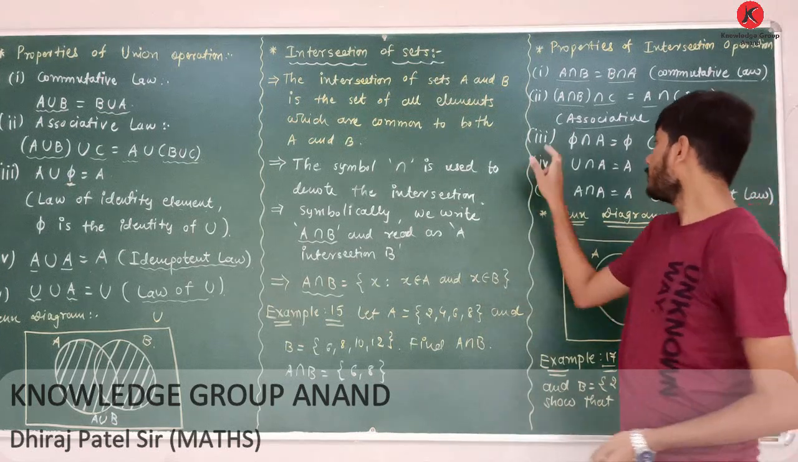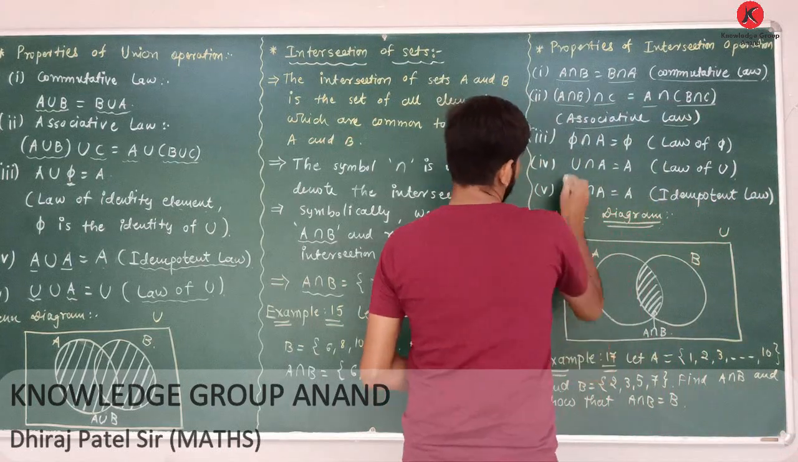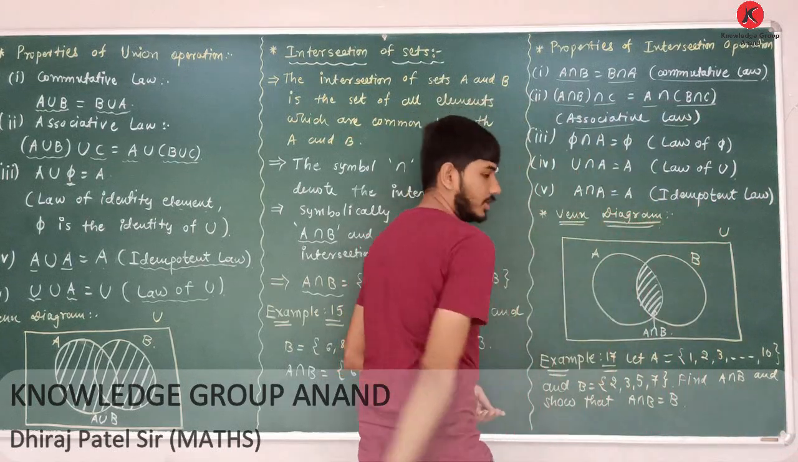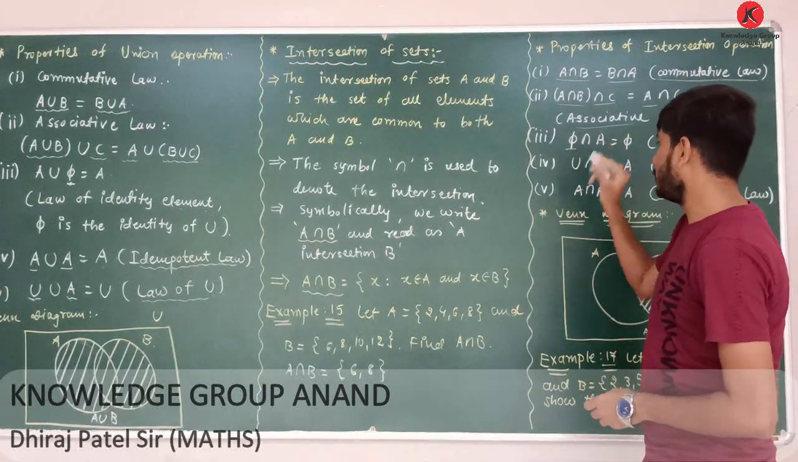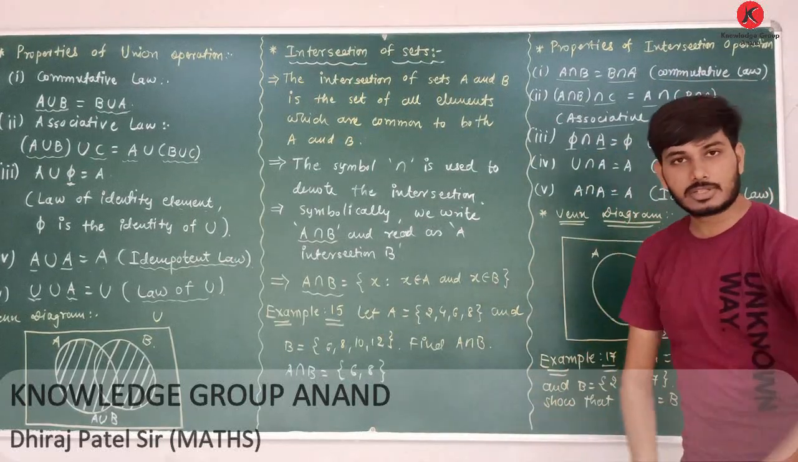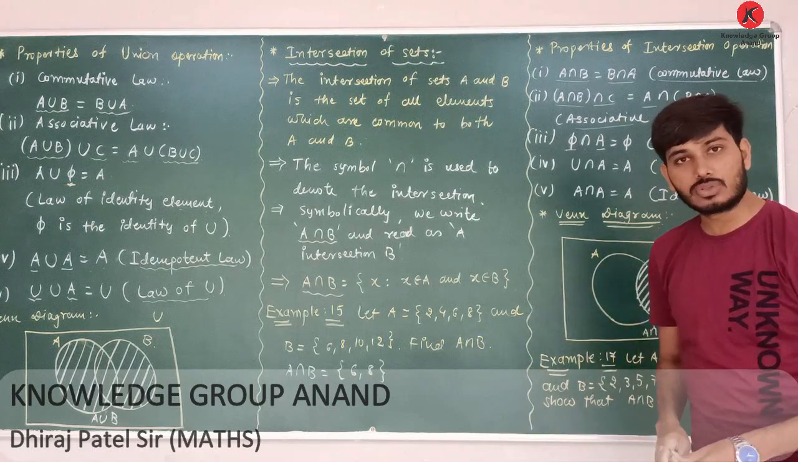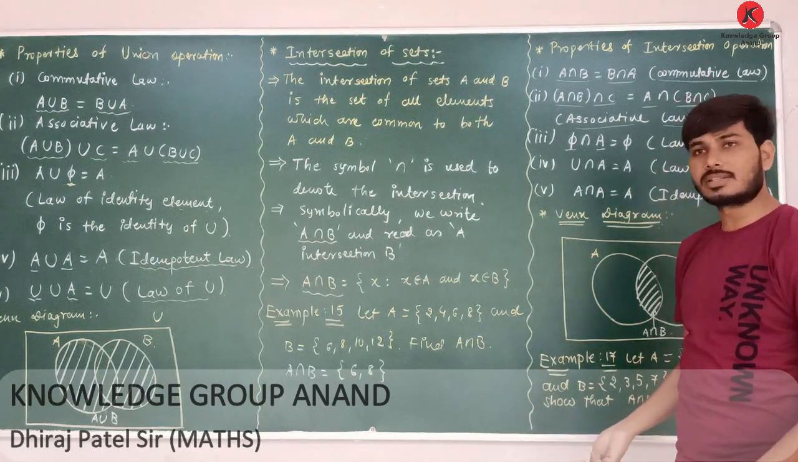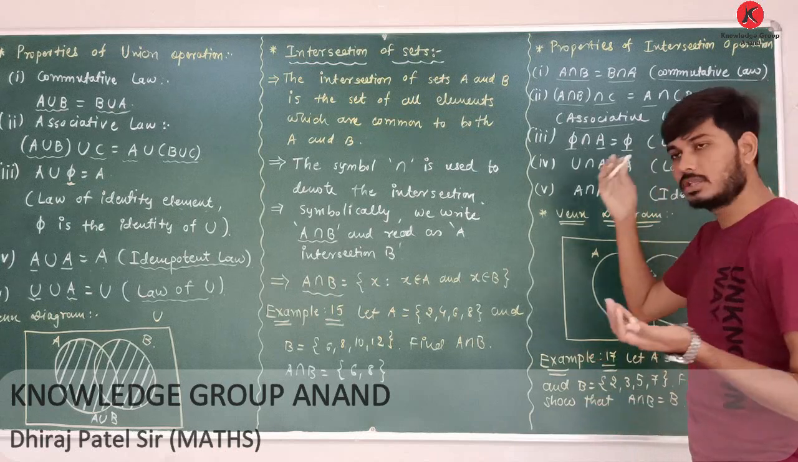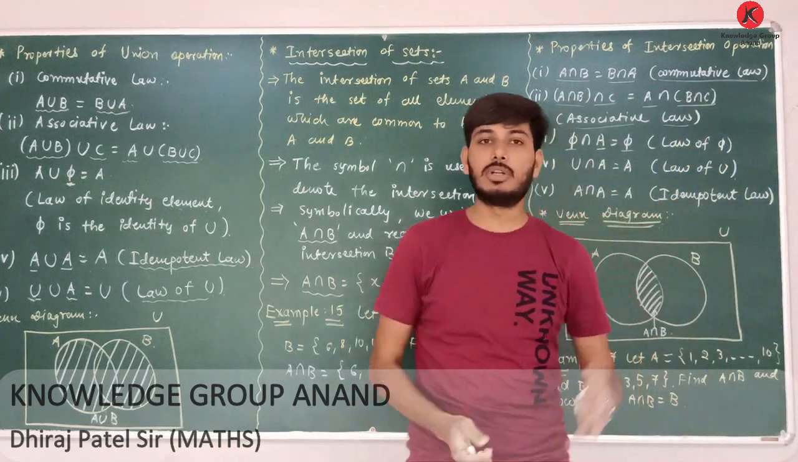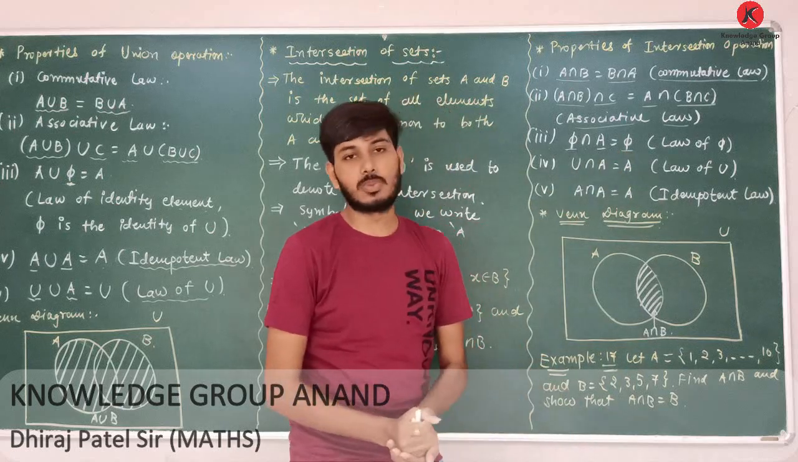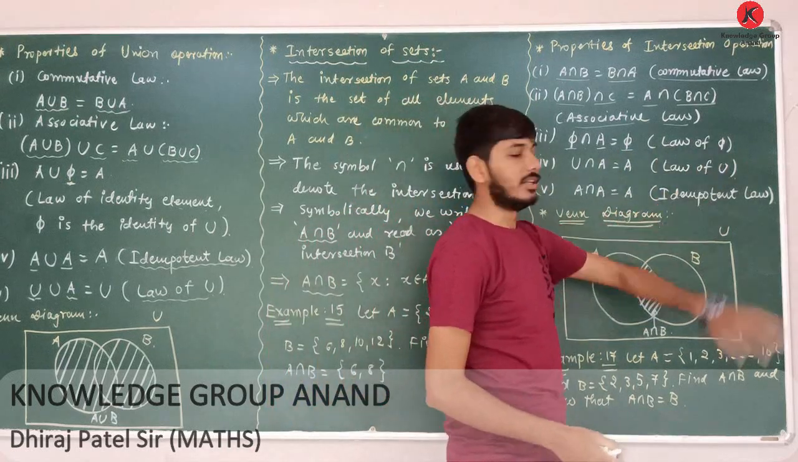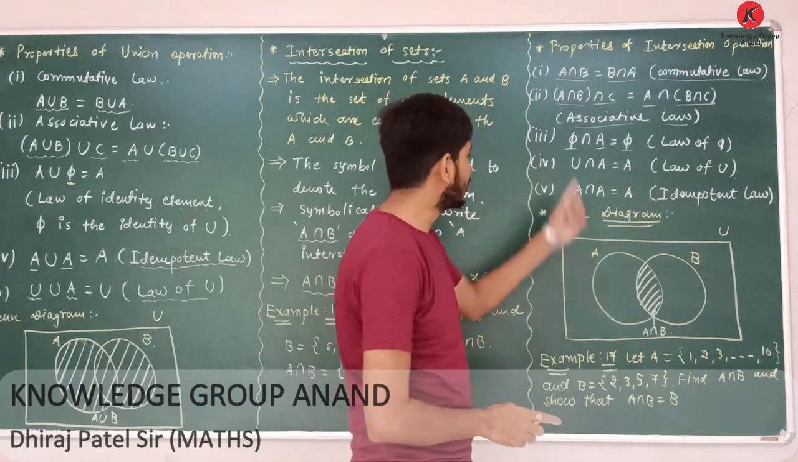Okay. Third one, null set intersection with set A. Here the null set has no element, set A has some elements. Now the common between those two sets is the null set. None of the elements is common between the null set and set A. Therefore, the answer is the null set. This is known as the law of null set.